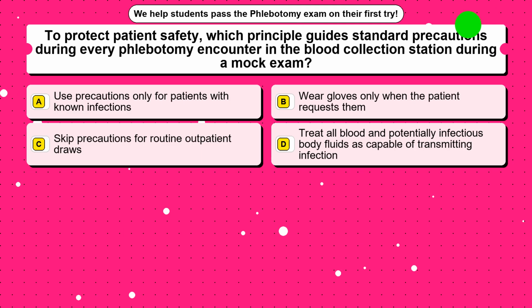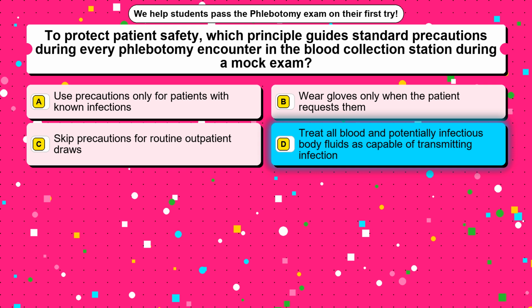Question 3. To protect patient safety, which principle guides standard precautions during every phlebotomy encounter in the blood collection station during a mock exam? Option A. Use precautions only for patients with known infections. Option B. Wear gloves only when the patient requests them. Option C. Skip precautions for routine outpatient draws. Option D. Treat all blood and potentially infectious body fluids as capable of transmitting infection.